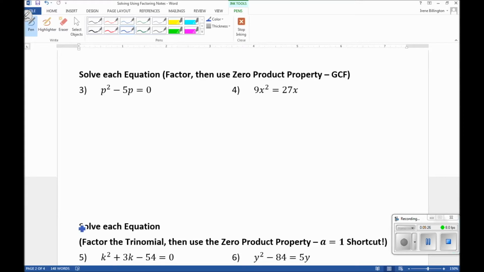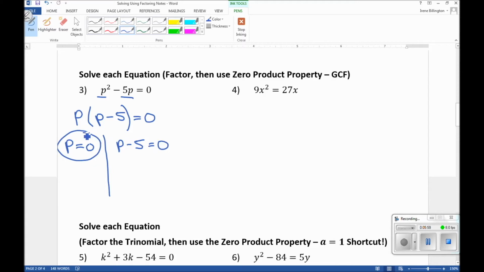So if I look over here at example 3, we will notice that the GCF of these 2 terms is p. They each have the variable p. So I will factor out the GCF of p, leaving me with the expression p minus 5. Notice my equation equals 0. That is a requirement for the zero product property. So we have 2 factors, p and p minus 5, so we have 2 equations. p equals 0 is my first equation, and p minus 5 equals 0 is my second.